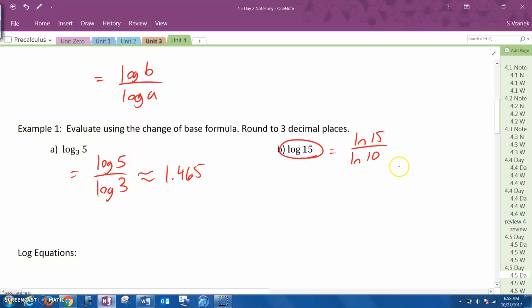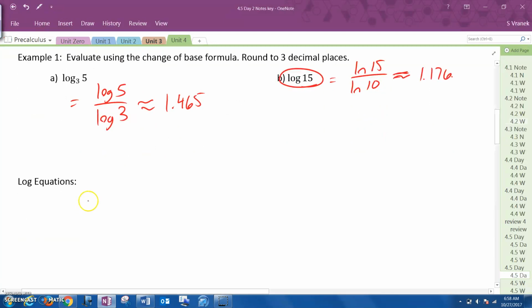And then what you do is you type in log of 5 divided by log of 3 in your calculator, because that button is right next to the 7, and you should get approximately 1.465. Over here, the natural log button is next to the 4 button on your calculator. So you type natural log of 15, close the parenthesis, divided by natural log of 10, and when you do that, you get approximately 1.176. Okay?